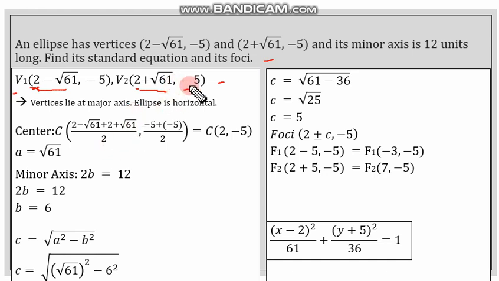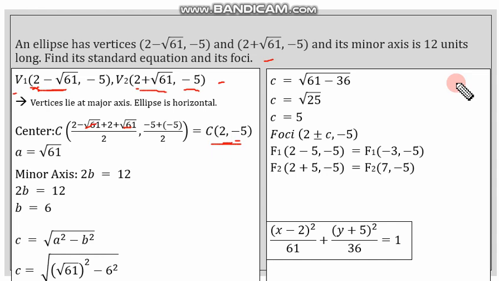divide by 2, and then the y coordinates of vertex 1 and vertex 2, divide by 2. So 2 minus square root of 61 plus 2 plus square root of 61. Negative square root of 61 plus square root of 61 is 0, leaving 2 plus 2, that's 4. 4 divided by 2 is 2. Next, negative 5 plus negative 5 is negative 10 over 2, so that's negative 5. Therefore, our center lies at (2, -5).